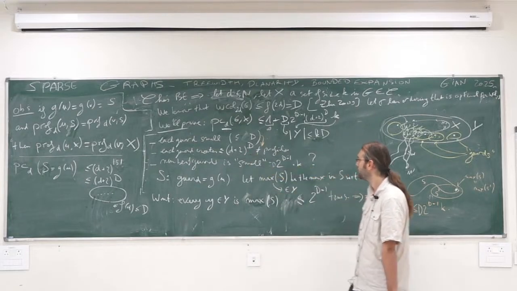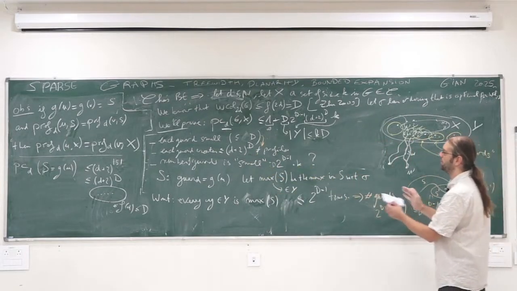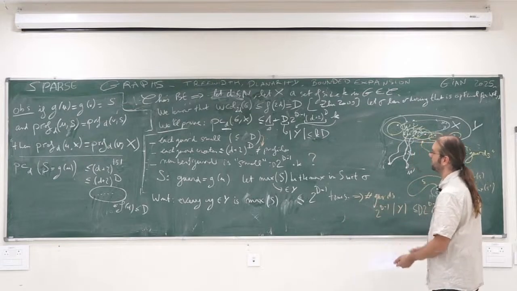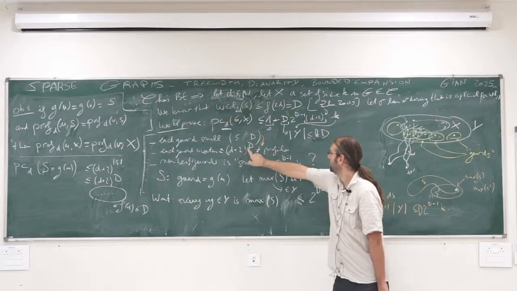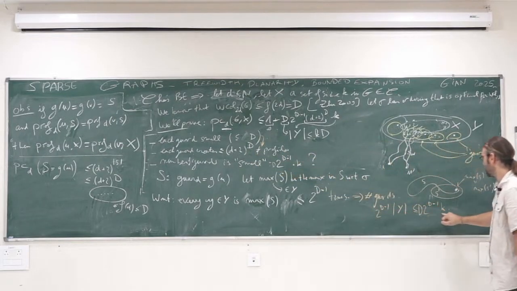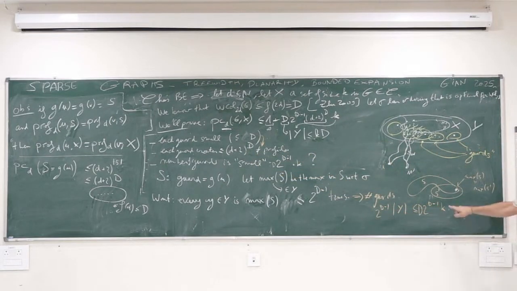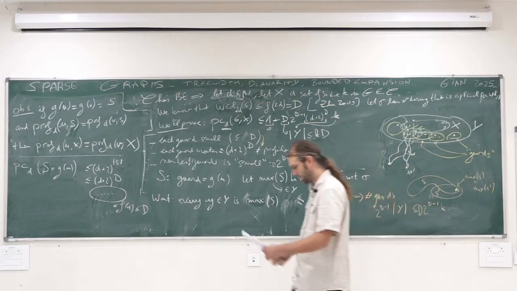So I just need a bound on the number of guards and the number of profiles created by each guard. The profiles is this here, and the number of guards is this. It's just the image. Okay.